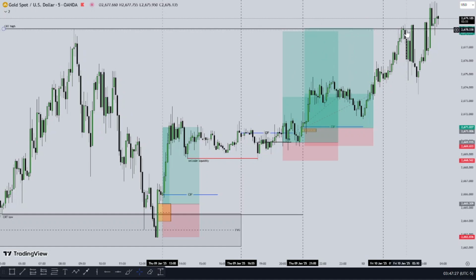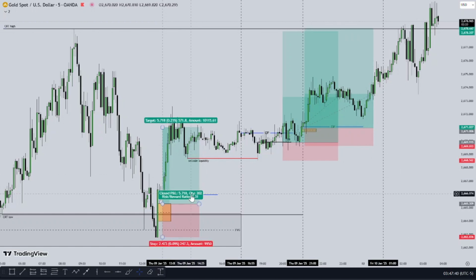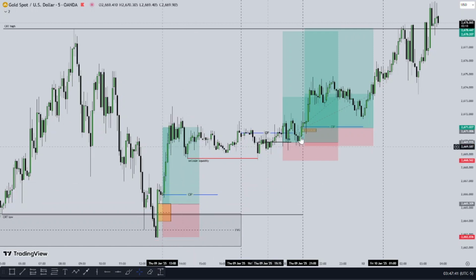After the run on the CRT high, it's best for you to wait for another higher time frame setup. You can use either the daily time frame or the weekly time frame, but as soon as you get to your target, you slow down on your entries, because if you were accumulating these positions going for the CRT high, you must have taken partials on each of these swing highs.